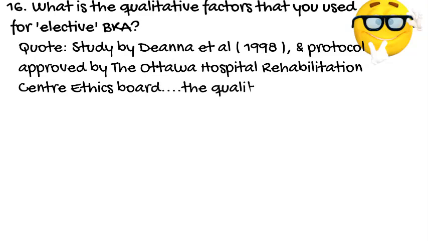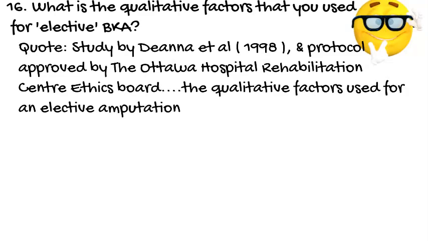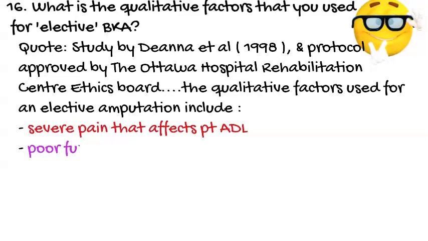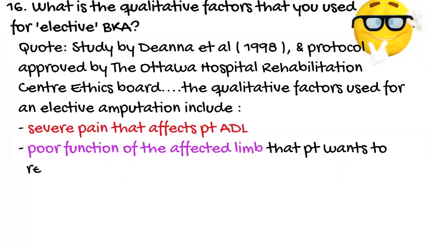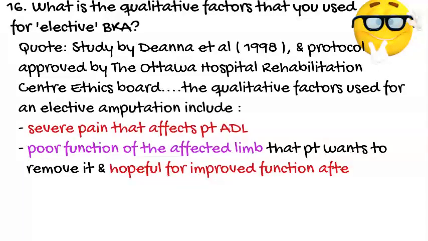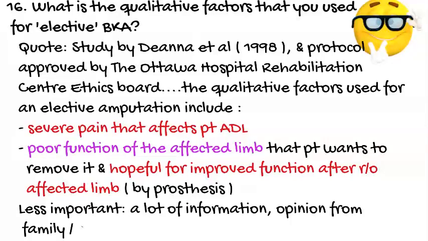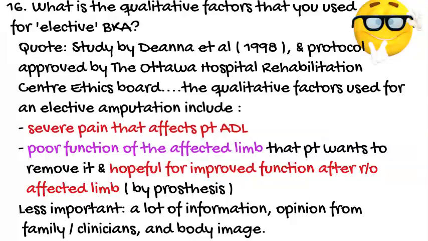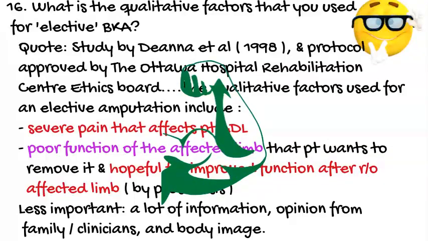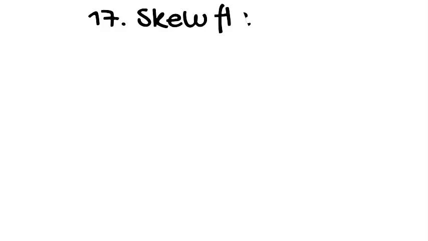The qualitative factors used for an elective amputation include severe pain that affects the patient's activity of daily living, ADL, and well-being. Poor function of the affected limb that the patient wants to remove, and the patient is hopeful for improved function after the removal of the affected limb by using a prosthesis. The less important factors include opinion from family or clinicians, and body image plays a less significant role.